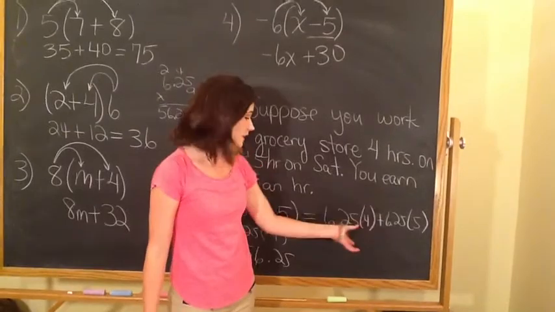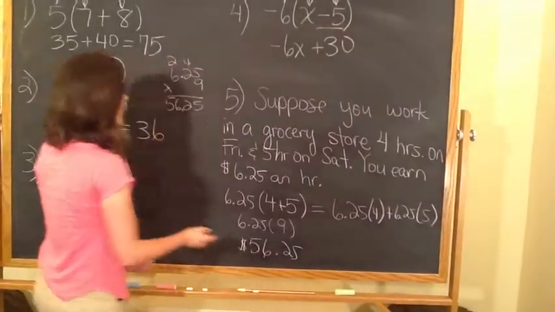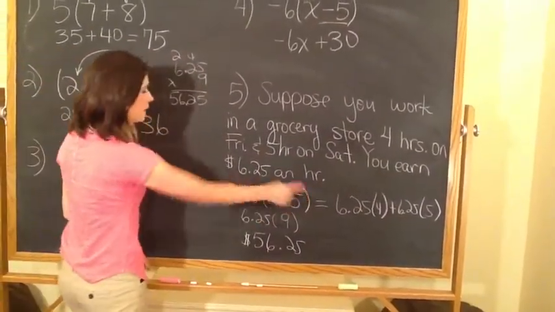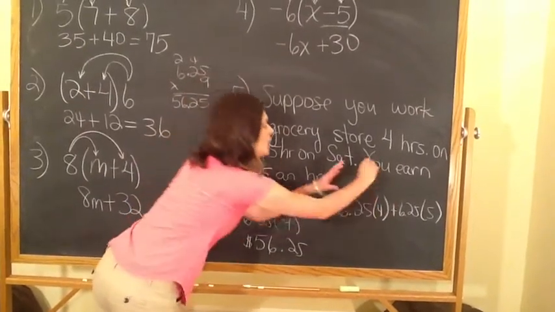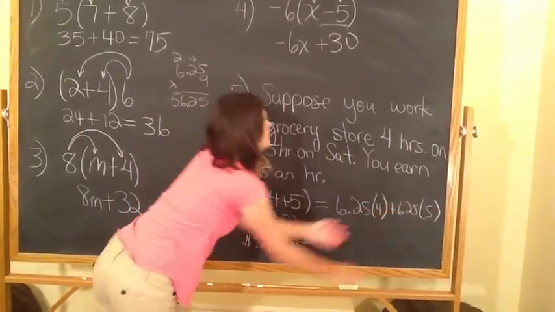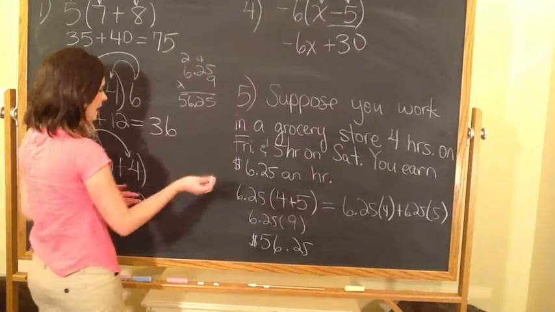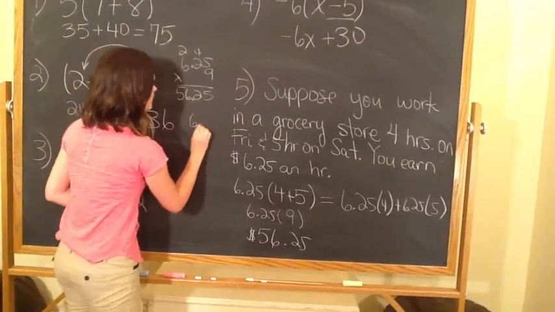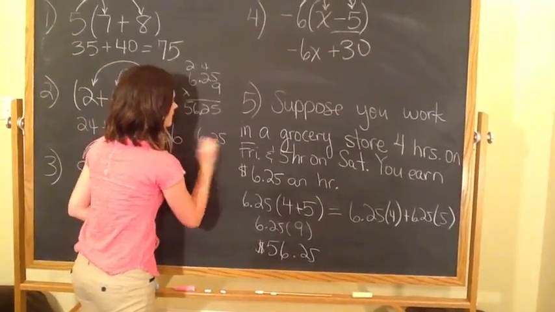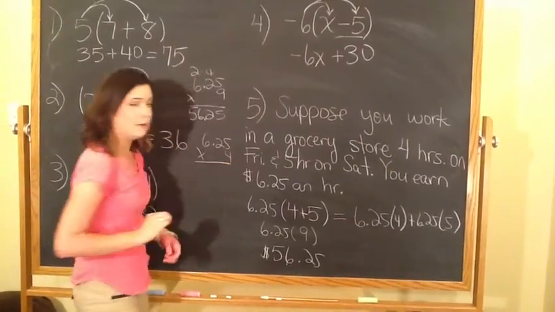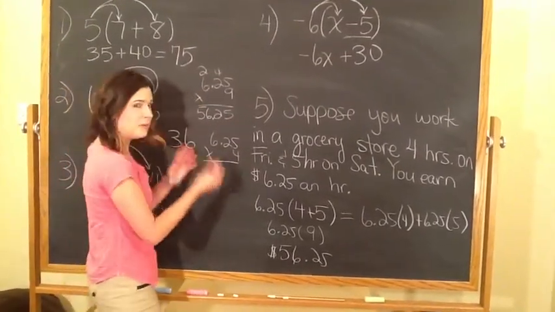If it is, we're going to get the same answer. So let's go ahead and instead of doing adding first, we're going to multiply out first. So let's figure out what we got on Saturday and what we made on Friday. Friday and Saturday. So let's go ahead and do $6.25 times the 4 hours that we worked on Friday. So how much did we make on Friday?